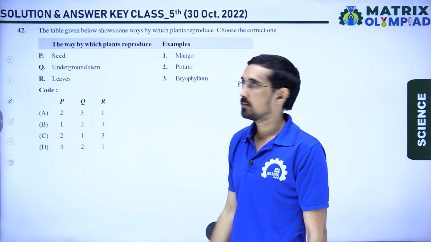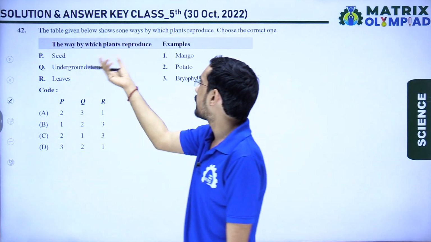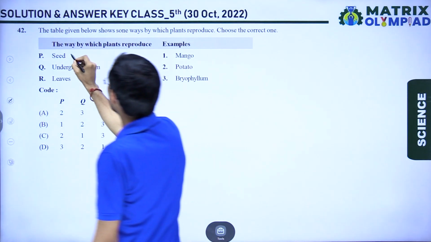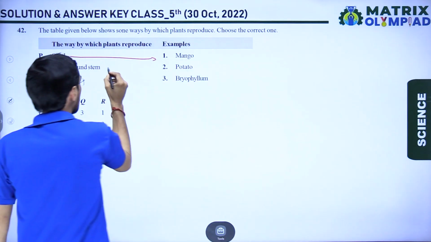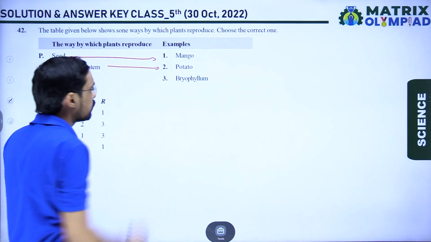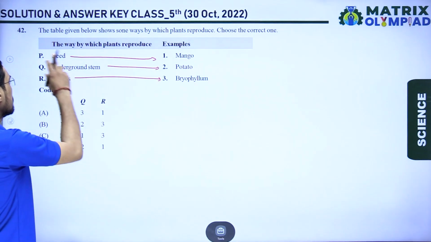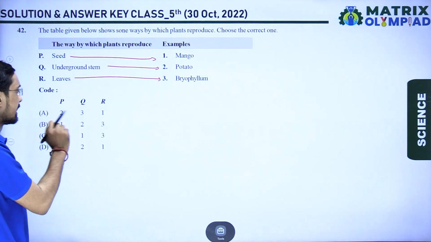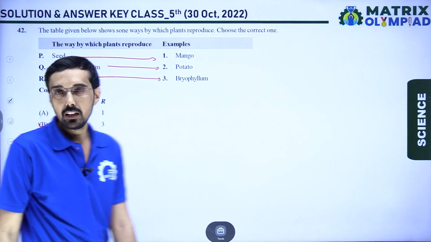Next question is the table given below. First side is given the way by which the plants reproduce. Second are the examples. As we all know, seed grows by the reproduction of mango. Underground stem resembles with potato and leaves resemble with the bryophyllum. P resembles with the first, Q resembles with the second, and R resembles with the third. So most appropriate option will be B.